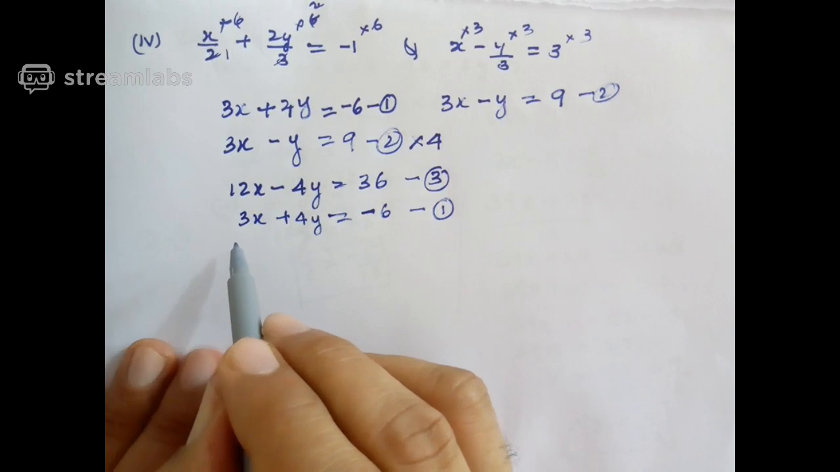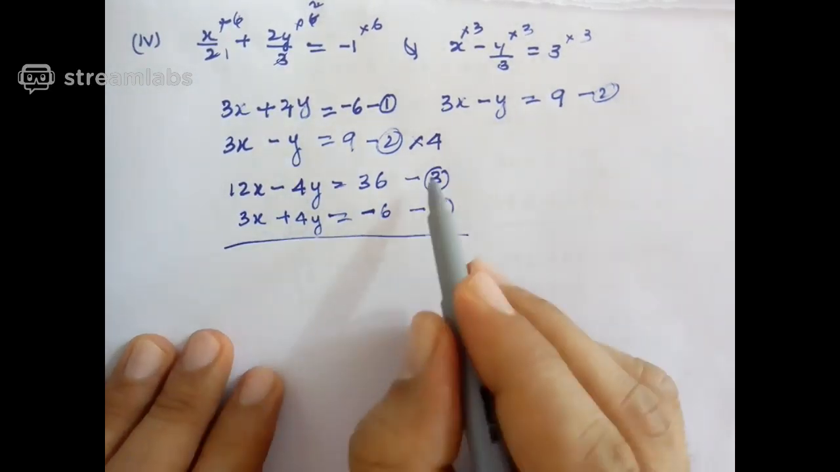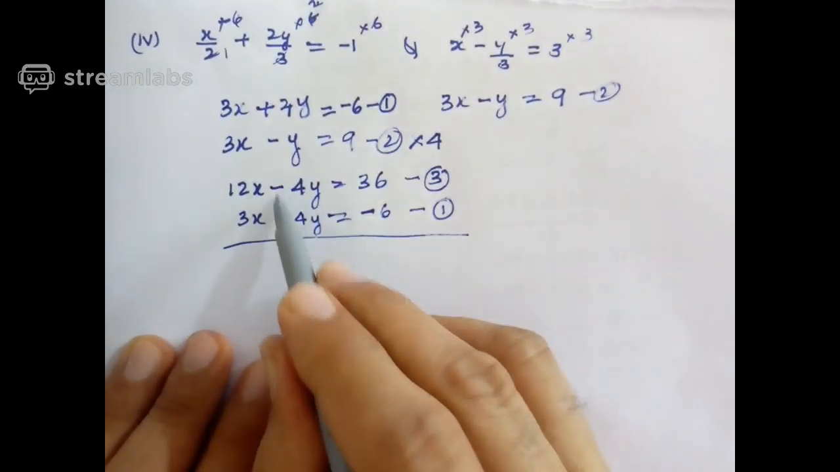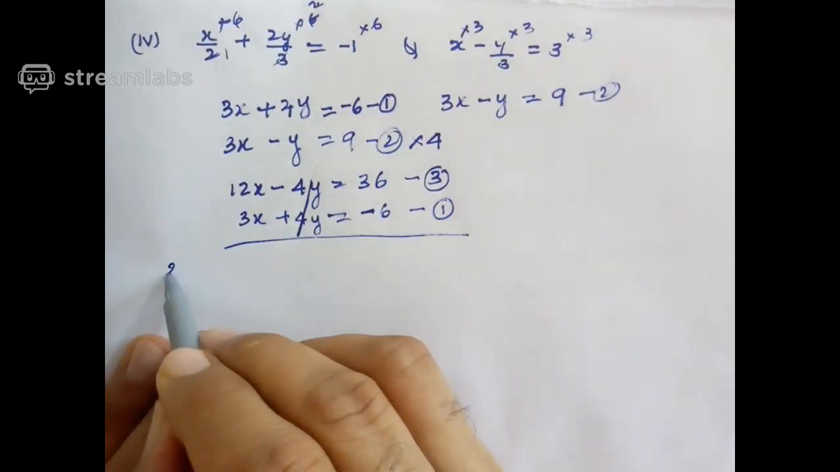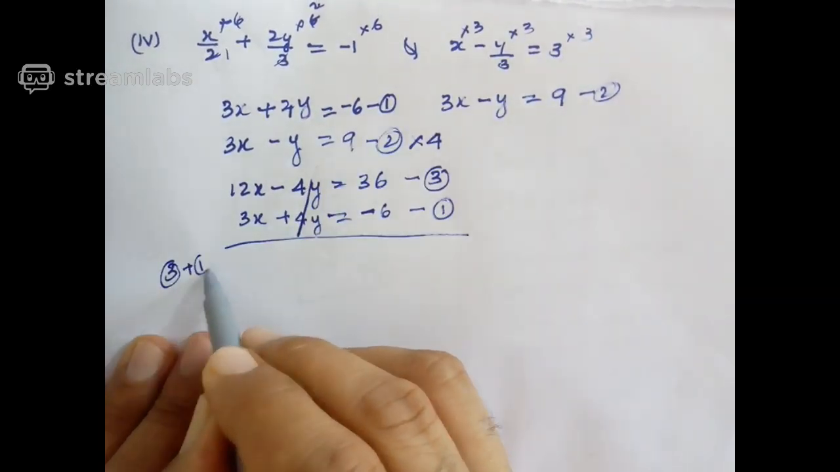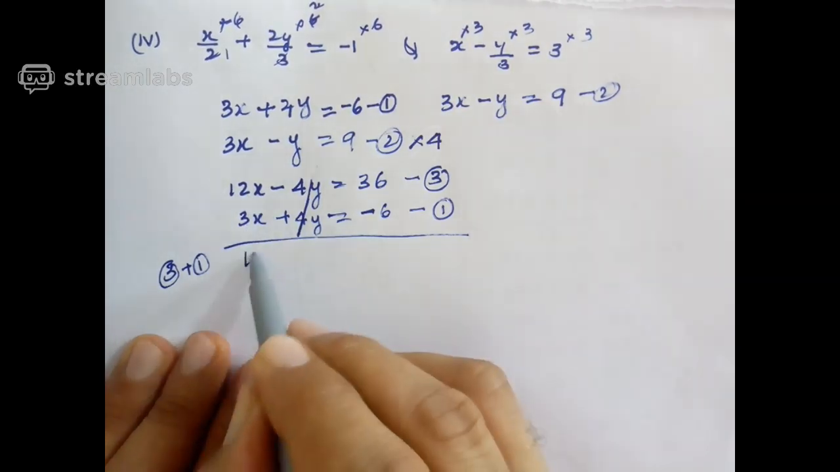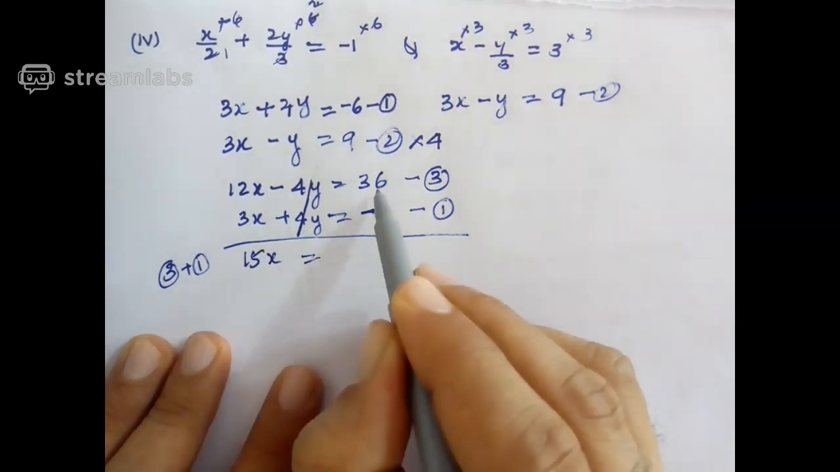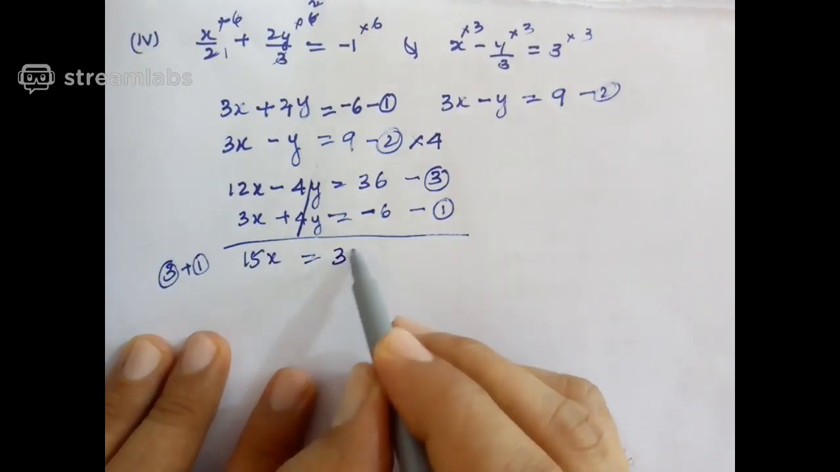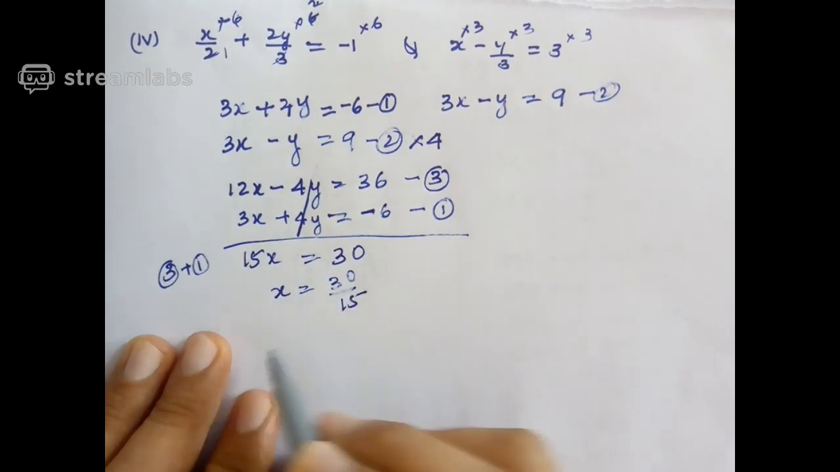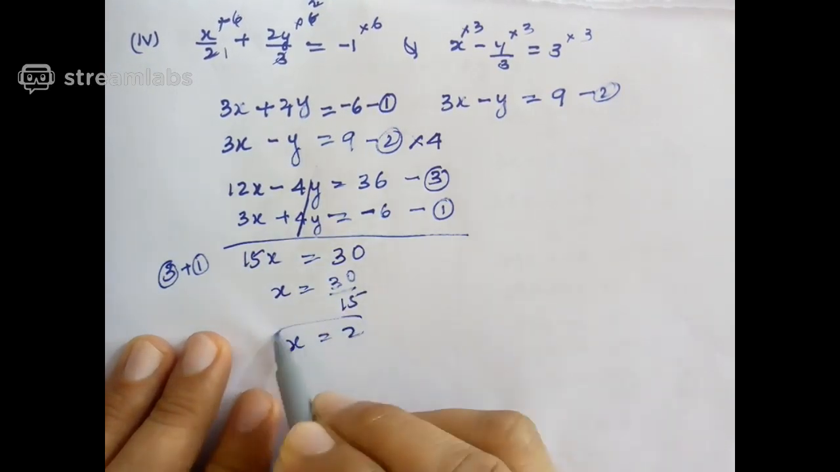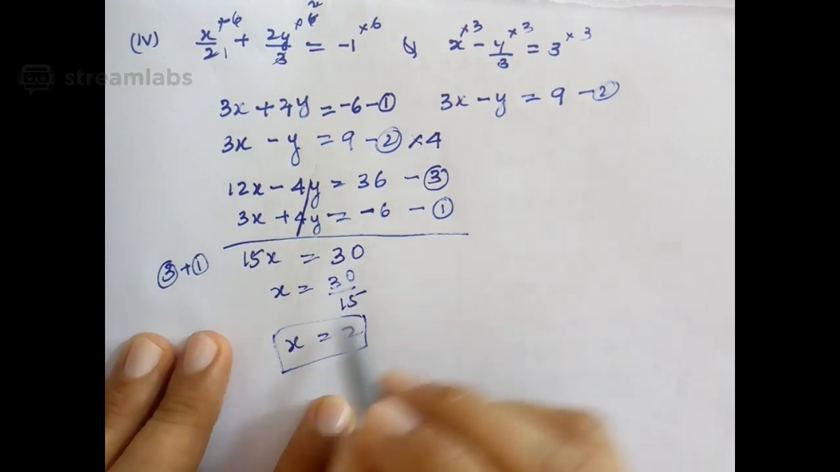There is no need of changing the sign. Already there are unlike signs. Minus 4y, plus 4y gets cancelled by adding 3 and 1. 12x plus 3x is 15x. 36 minus 6 is 30. That is x is 30 by 15. So x is 2, isn't it? 30 by 15 is 2.